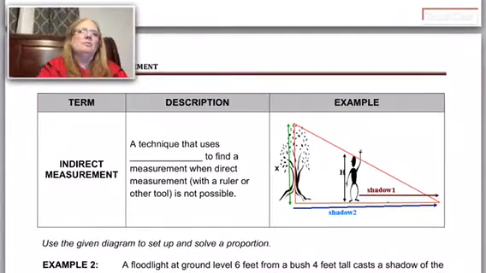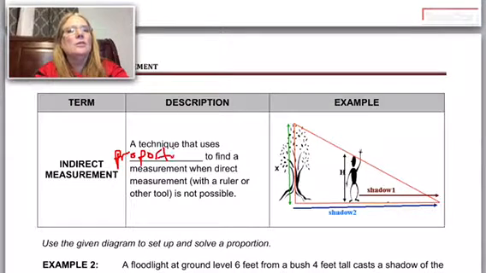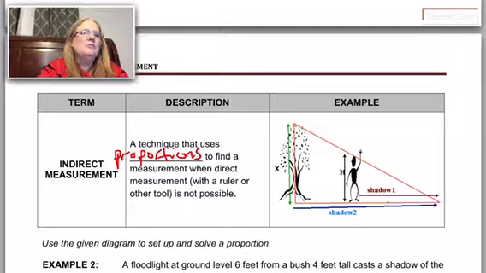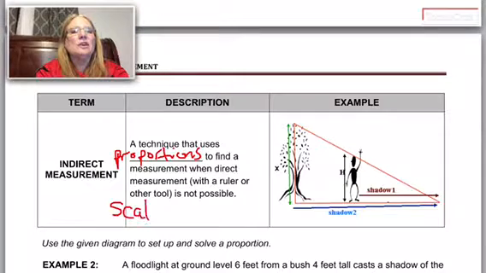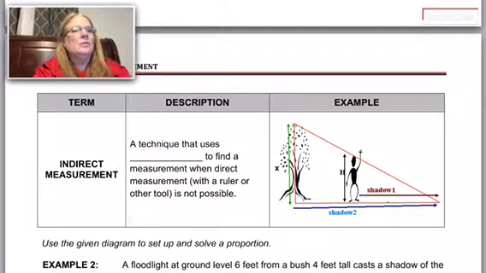Now we have a term called indirect measurement. Indirect measurement is a technique that uses proportions to find a measurement when direct measurement with a ruler is not possible. You can use proportions or you can use scale factor. Either of those you can use whenever you have similar triangles. So if we have similar triangles, we can solve for the measurements.